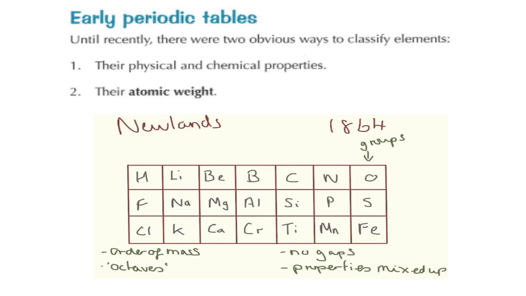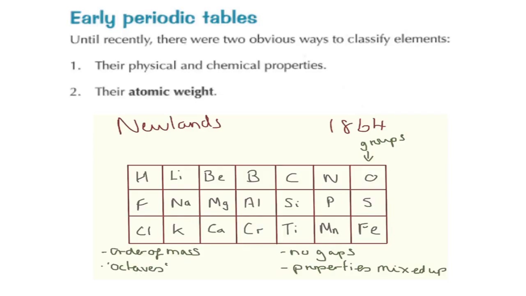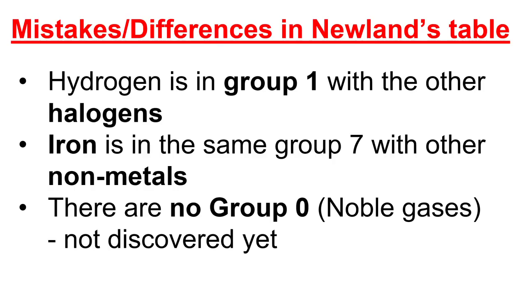You can see some mistakes in this table straight away, okay? Hydrogen is in group 1 with the other halogens, that's wrong. Iron is in group 7, and you can see in the last group, oxygen and sulfur, they're non-metals. And finally, there's no group 0, no noble gases, they weren't discovered yet.